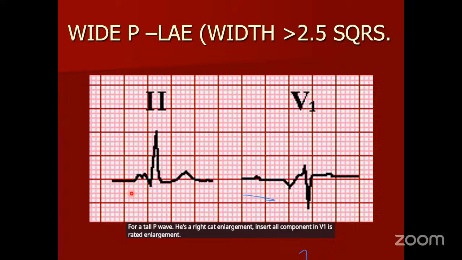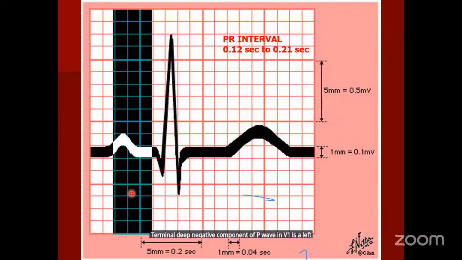A notched or M-shaped P wave in lead II is left atrial enlargement. A terminal deep negative component of the P wave in V1 is also left atrial enlargement. So now we come to the PR interval.